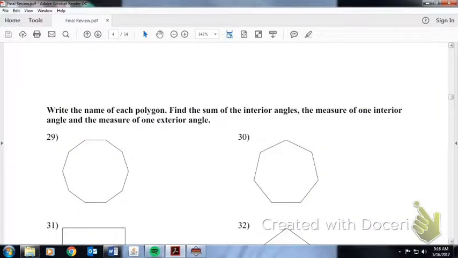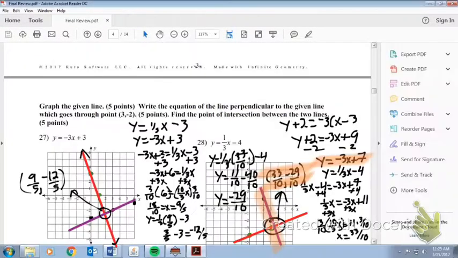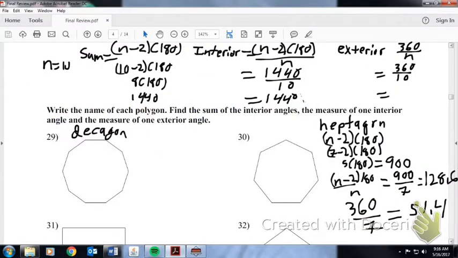So all of these are pretty similar. So I'm actually going to kind of speed through these. Then write the name of each polygon. So we're going to go kind of haywire with these, apparently.